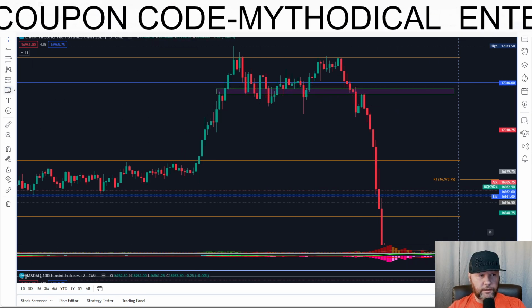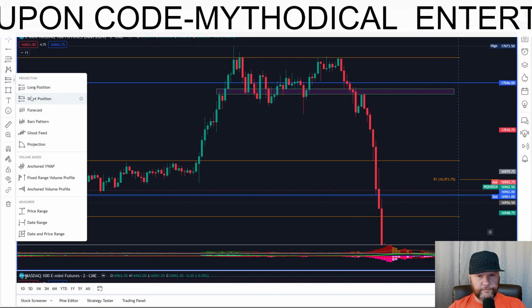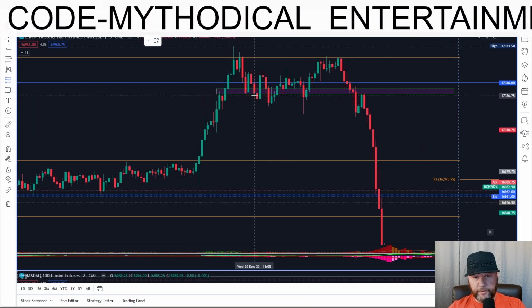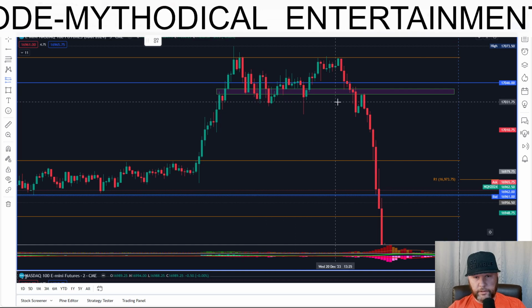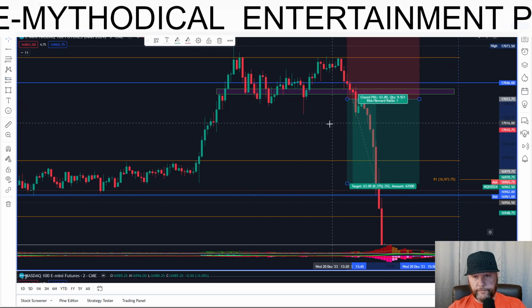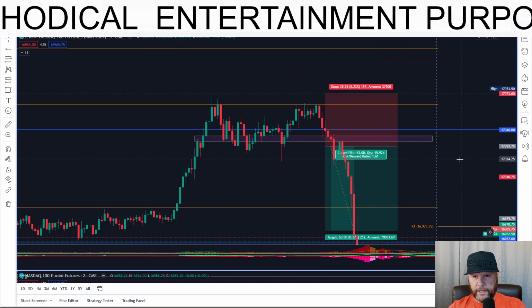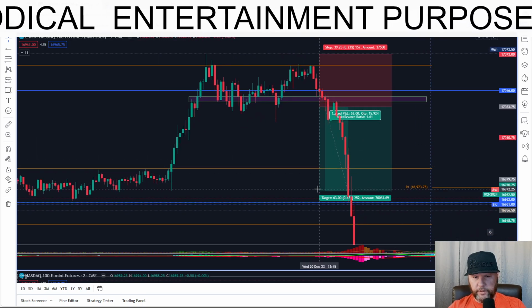There it is. So once we close below that gap, we'll be taking a short. And that happened right here. So I'm going to move this over here so we can see it a little better. Stop's going to go right there at the high. And we're just going to target a 1-to-1 here.